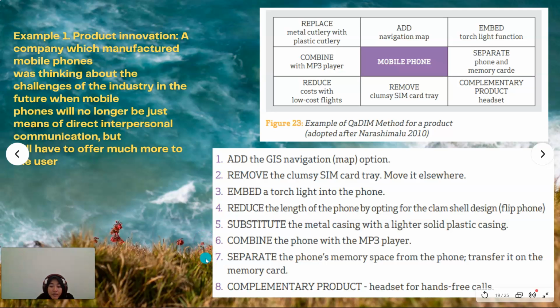Okay, number 7, separate the phone memory from the phone, and fast transfer it to the memory card. Okay, number 8 is complementary, a product headset. You have a complementary item together with your product, which is you propose a headset. So this is a very good example for you, class, to get some ideas, right?